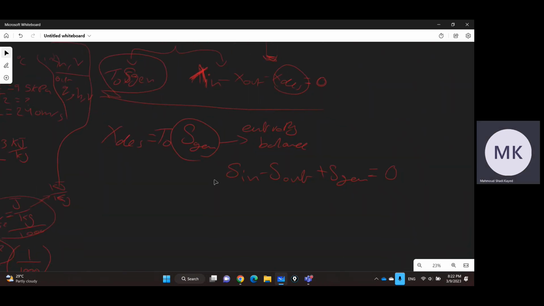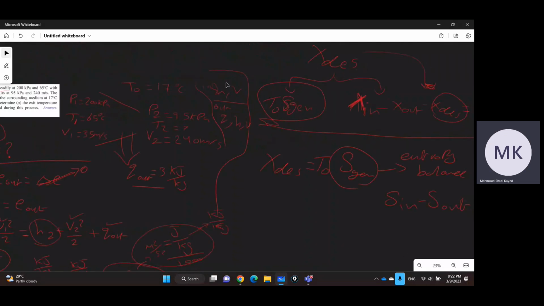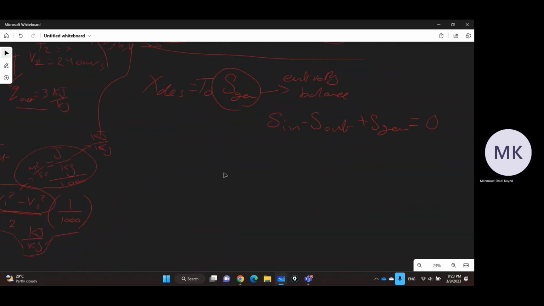Now again, what is the entropy entering our system? It is an open system. We have mass flow rate in, mass flow rate out, and the Q out. So it will be m S1 minus m S2 minus Q out divided by the temperature of the boundary plus S generation. It is equal to 0.